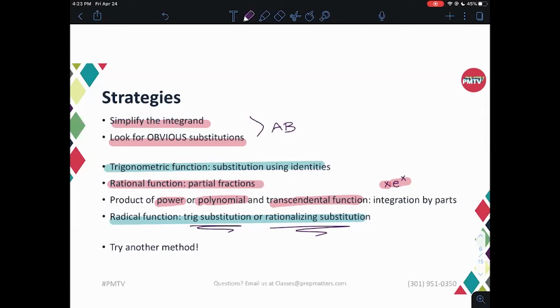And then if all else fails, if something doesn't work, stop and try something else. If you start integrating by parts and it's not getting anywhere, stop and look for some other method. Or integrate by parts several times. Try a substitution and it doesn't work, stop, try something else. There's a lot of trial and error that works for these as well.